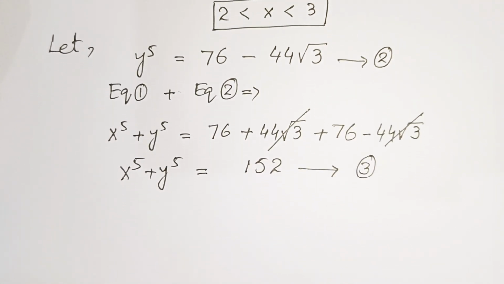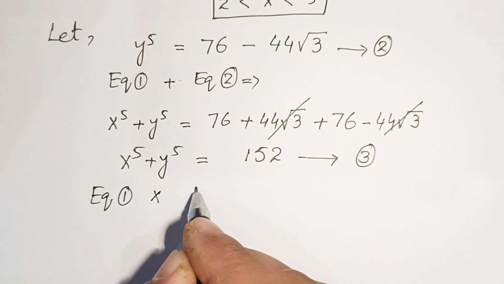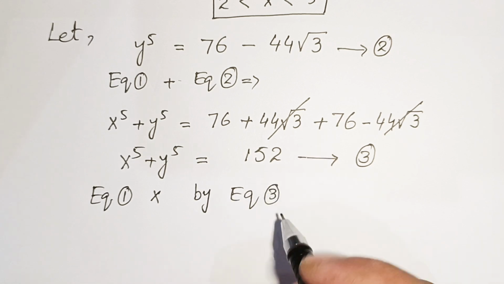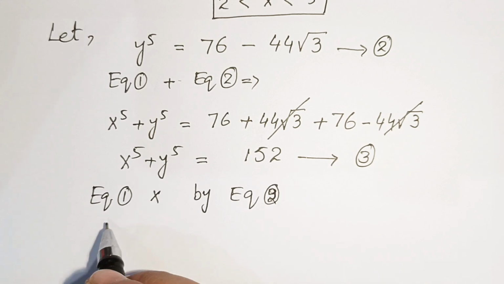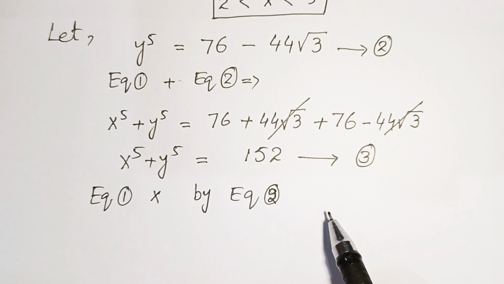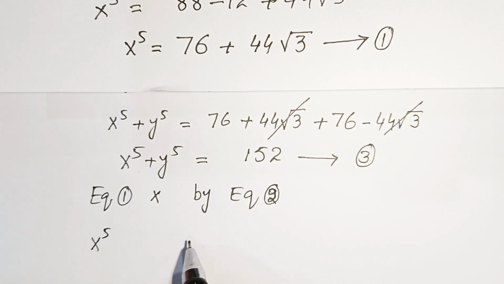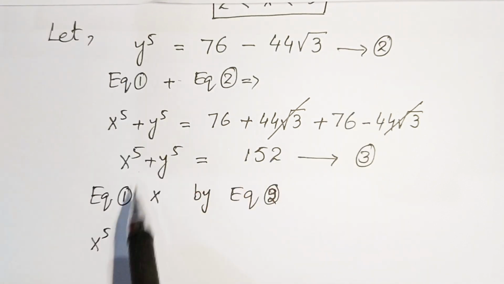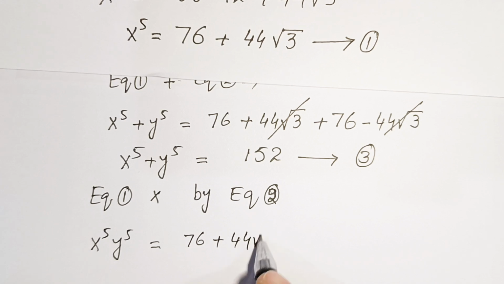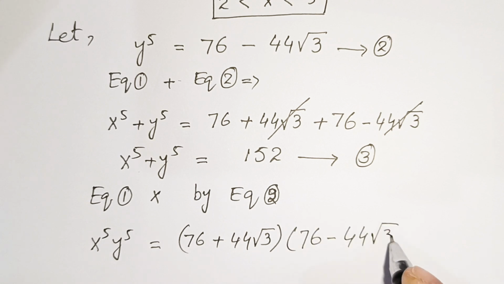Now if we are going to multiply equation 1 with equation 2, first we have just added, then we get this equation, and now if we multiply equation 1 and equation 2, then we get, here we have equation 1, x to the power 5, and the left hand side of equation 2, which is y to the power 5, is equal to the right hand side of equation 1, 76 plus 44 square root of 3, times the right hand side of equation 2, 76 minus 44 square root of 3.